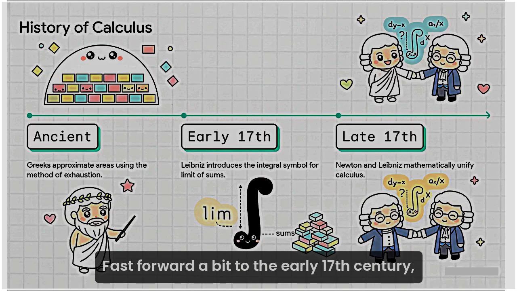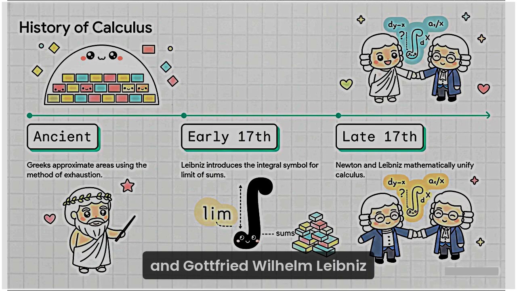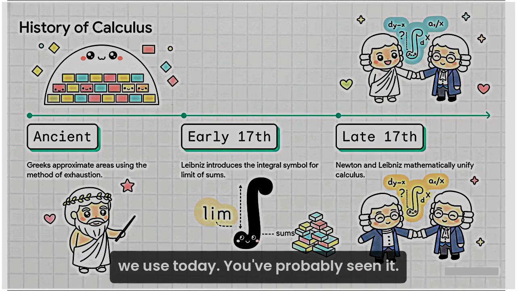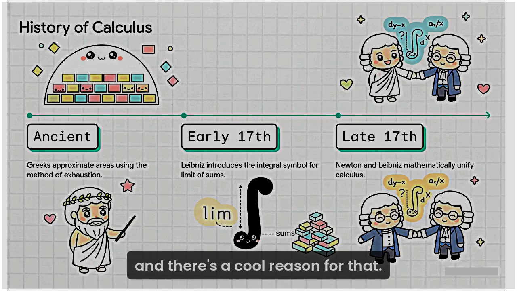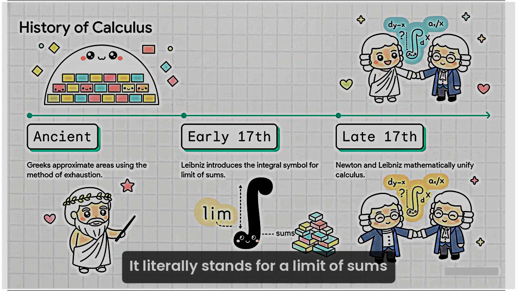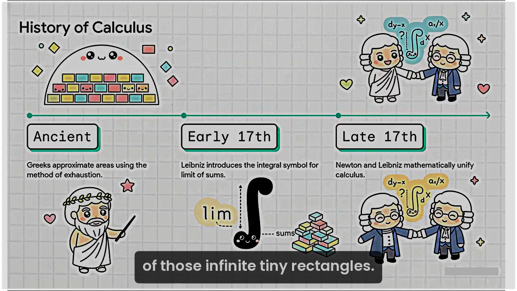Fast forward a bit to the early 17th century, and Gottfried Wilhelm Leibniz introduces the integral symbol we use today. You've probably seen it. It looks like a really tall, elongated letter S. And there's a cool reason for that. It literally stands for a limit of sums of those infinite tiny rectangles.